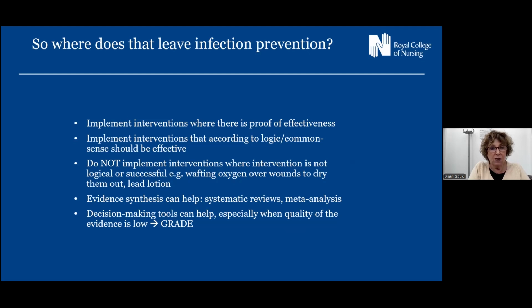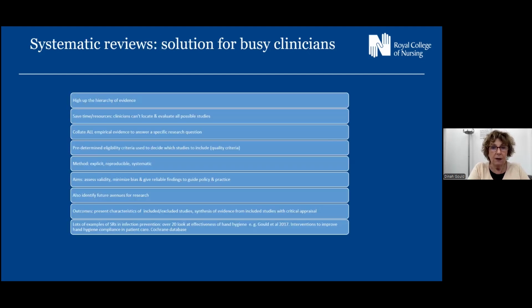So evidence synthesis can help us. People do systematic reviews where they look at the results of lots of studies and they publish them. And you may never do a research study yourself. You may never read a research study again after you've looked at this course, but you might be very grateful to read systematic reviews and be very grateful for the way that they're done. And decision-making and the way that systematic reviews are presented is important. So systematic reviews come very high up the hierarchy of evidence. They save time, they save resources, because clinicians are busy people.